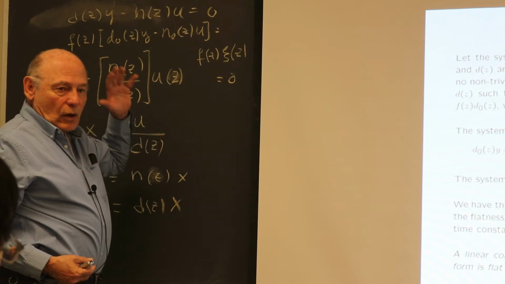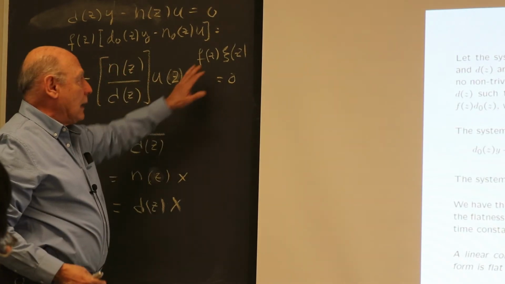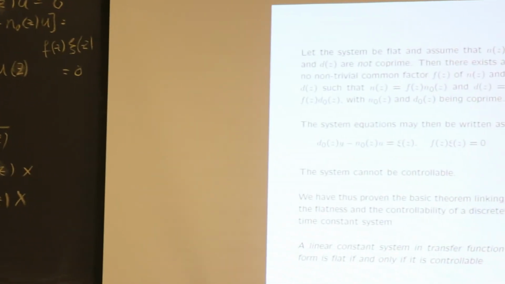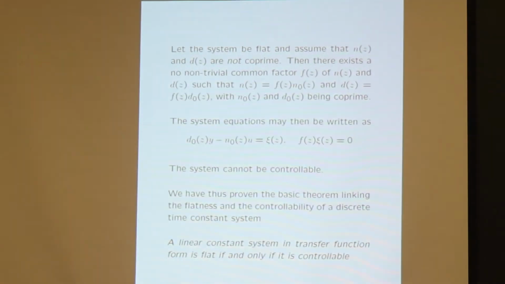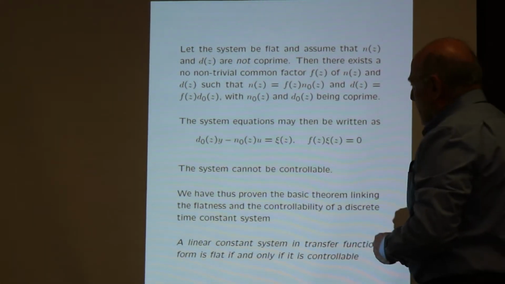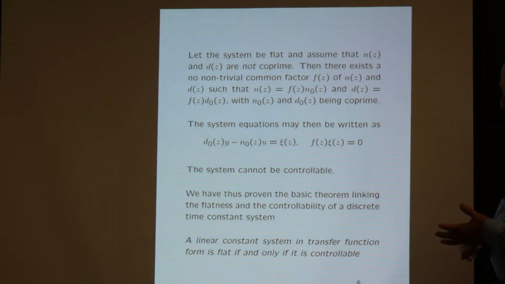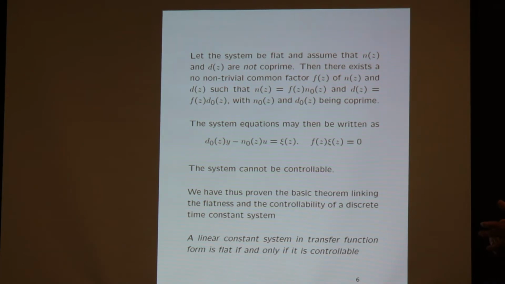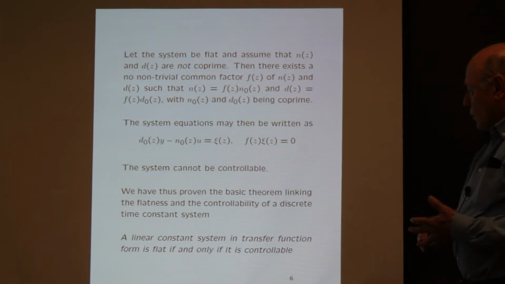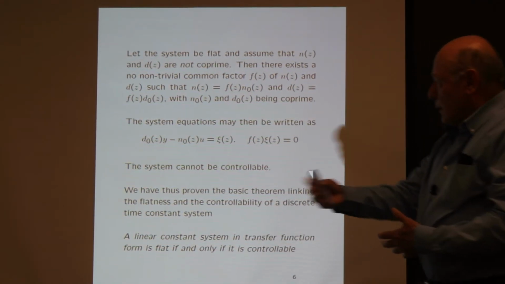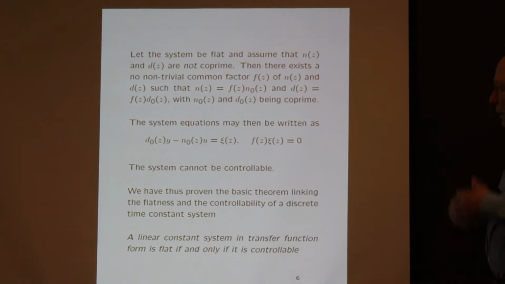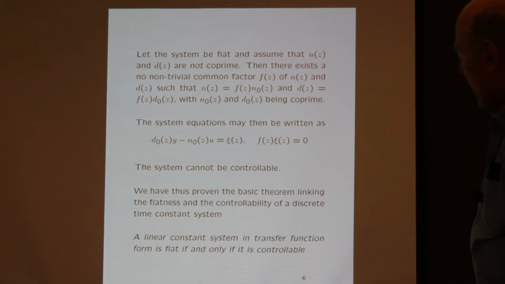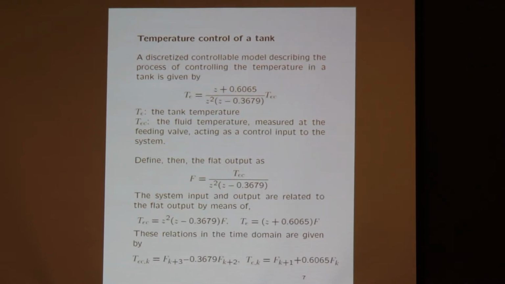So if the system is not controllable, it cannot be flat. It cannot be flat. So this is the if and only if final consequence. If the system is controllable, and the polynomial representation in transfer function form has numerator and denominator which are coprime, then that means the system is flat. And if the system is flat, it is controllable. So this is just the characterization of controllability.